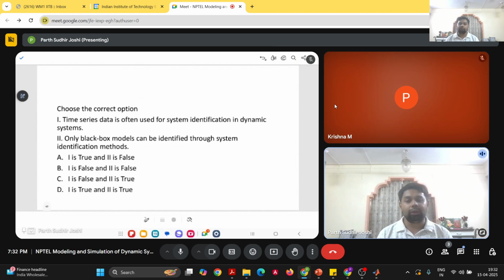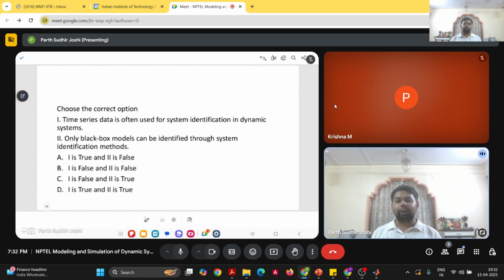So the first option says that time series data is often used for system identification in dynamic systems. So that is correct. So we generally consider a lot of data for the input and output variable over a certain period of time. And so yes, we need time series data definitely. Then the second statement is only black box models can be identified through system identification methods.